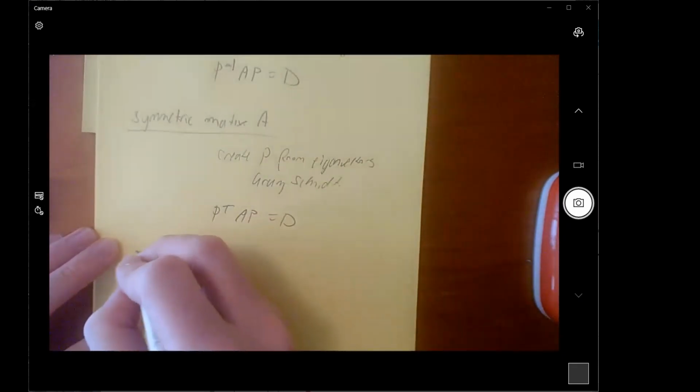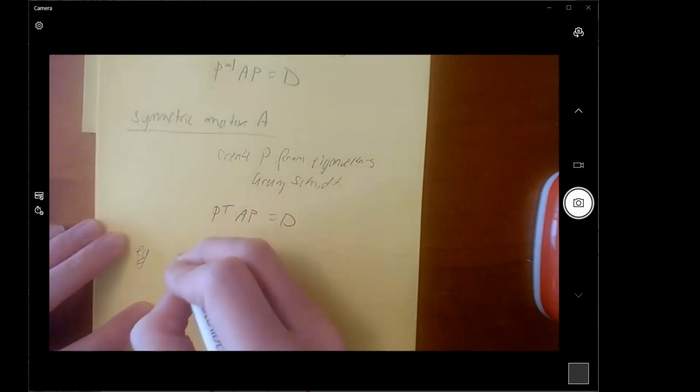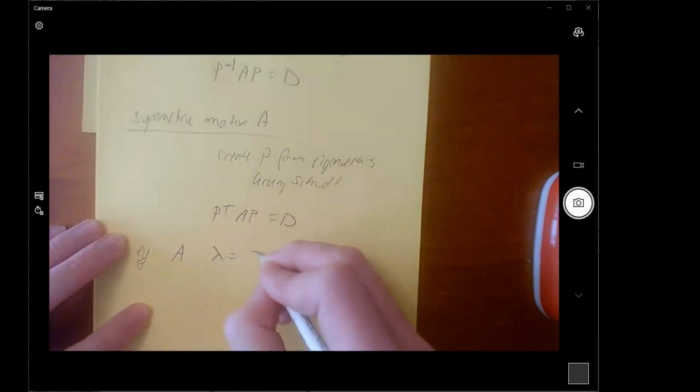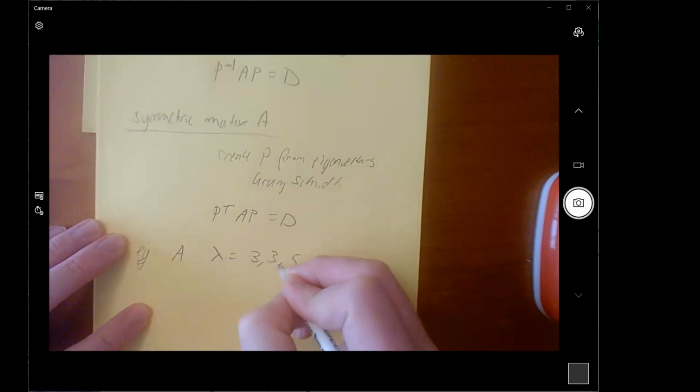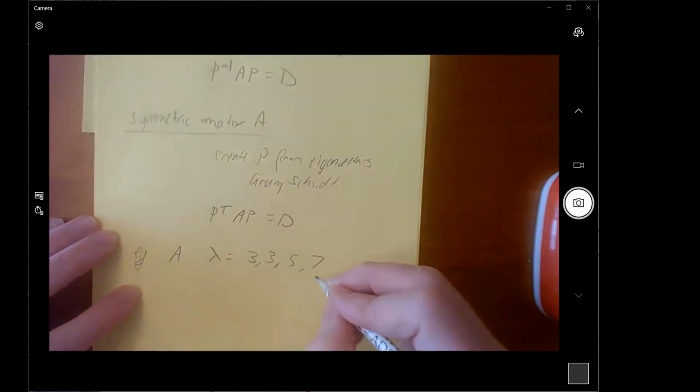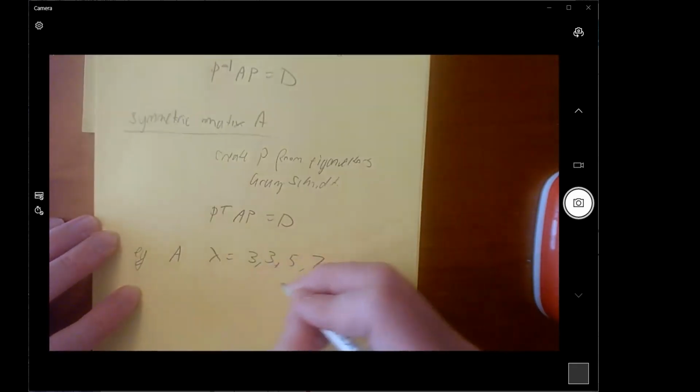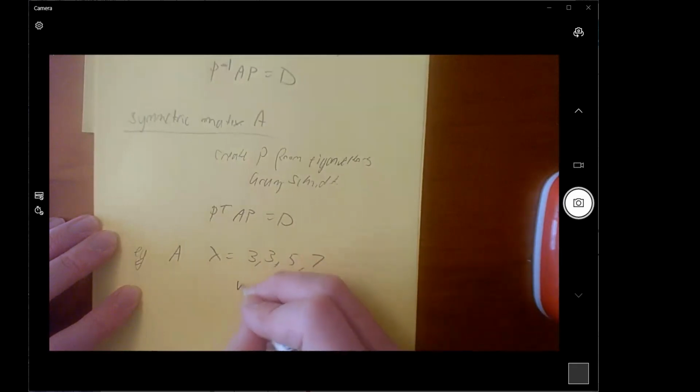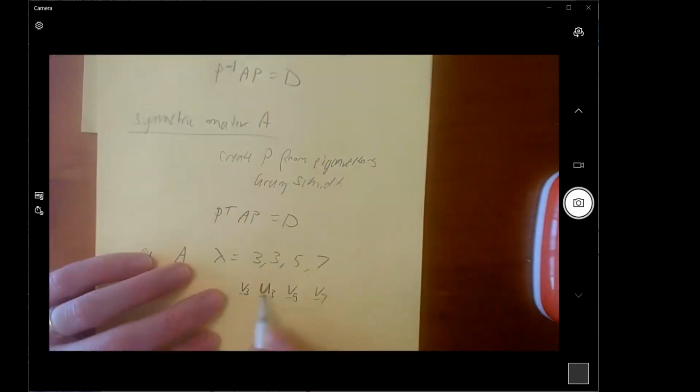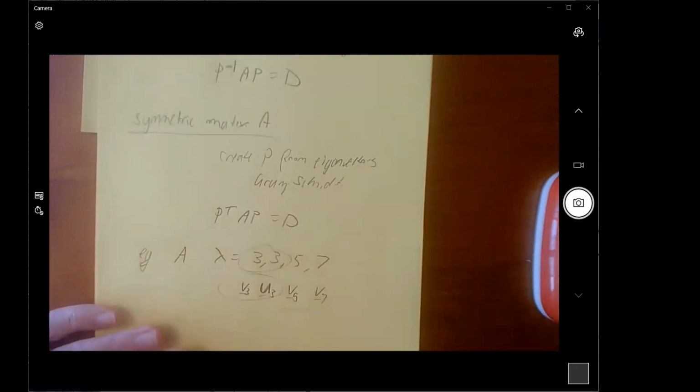Just as an example, if you had A and it had eigenvalues like 3, 3, 5 and 7, then if you had an eigenvector that went with this and an eigenvector that went with this, they're guaranteed to be orthogonal to each other. And if you had eigenvectors that went with these two, like u and v, that both went with 3, they're not guaranteed to be orthogonal.